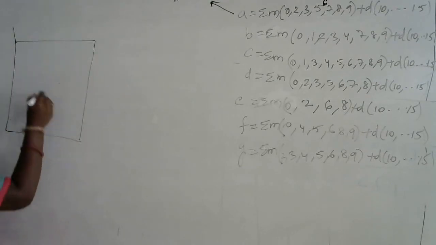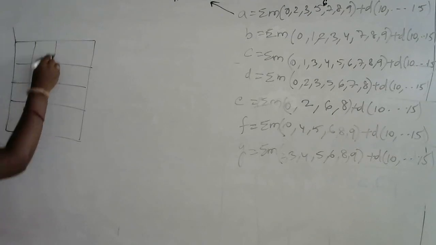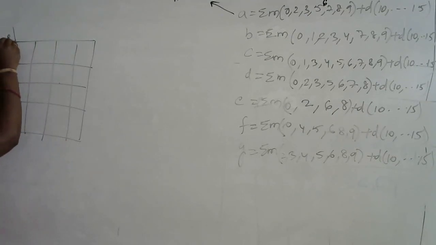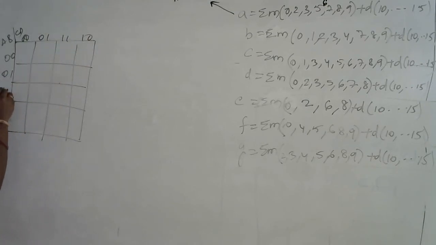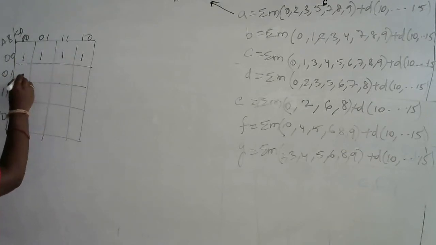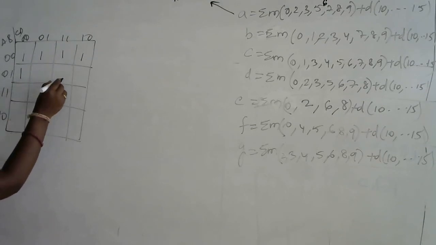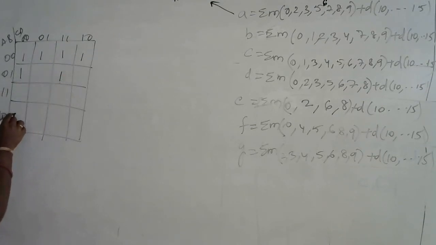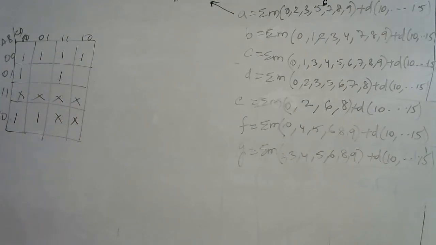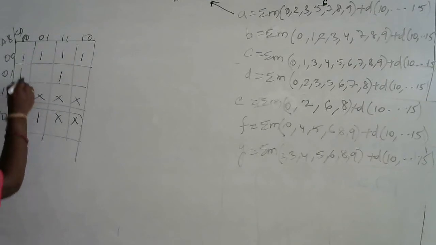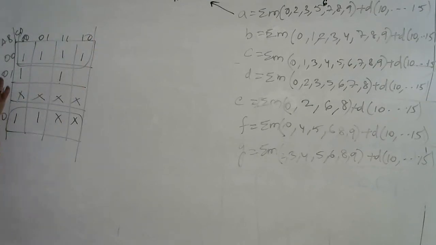So for B, A, B, C, D. For B, 0, 1, 2, 3, 4, 5 is not there, 6 is not there, 7, 8, 9, and all the remaining 10 to 15 are don't cares. So coming towards B, you can make the last row and the first row as one octet. So the result is the first and last row.